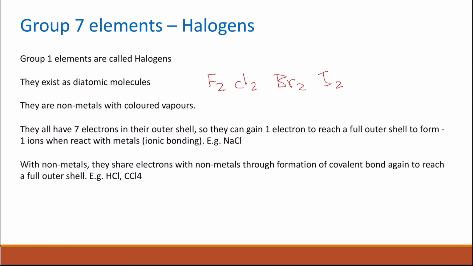With nonmetals, they do not gain or lose electrons, but they tend to share electrons with the other nonmetal, and they form a bond called covalent bonding. Some examples of covalent compounds with the halogens is hydrogen chloride.